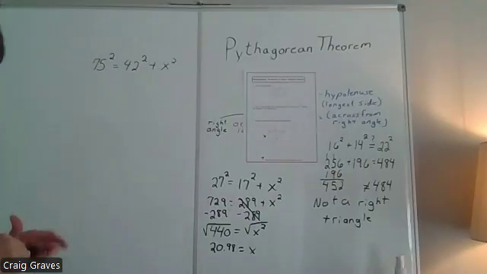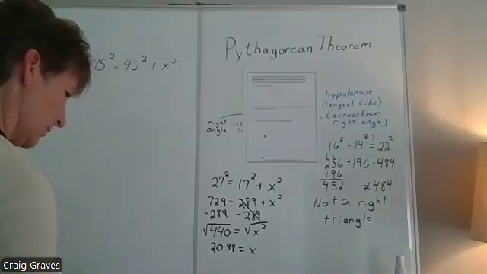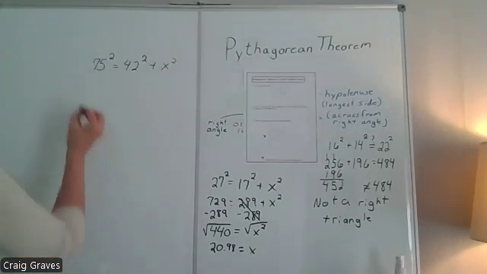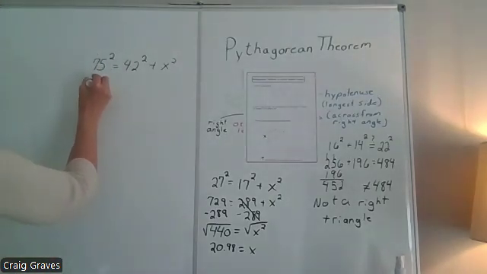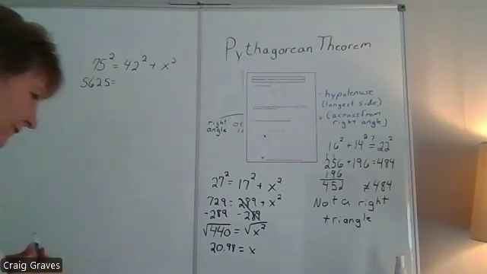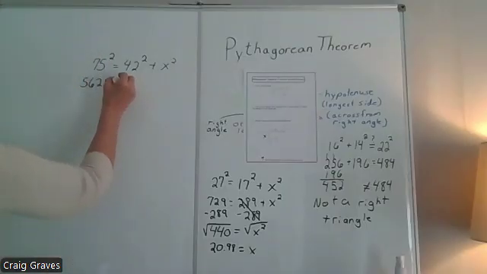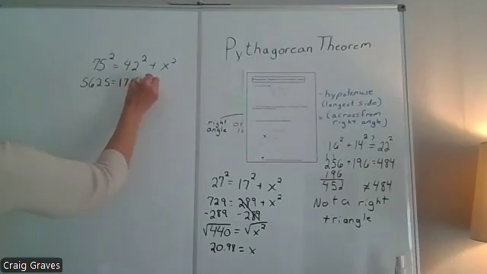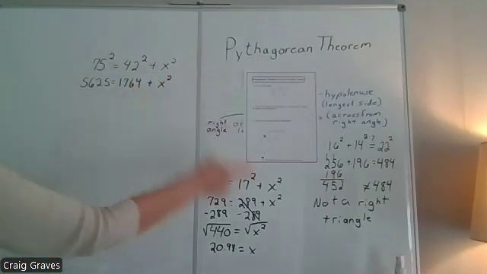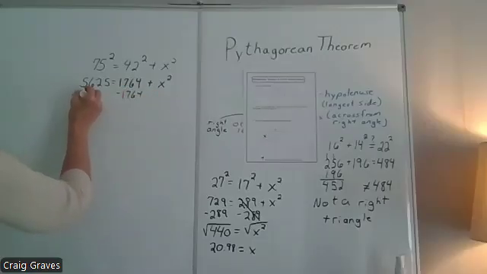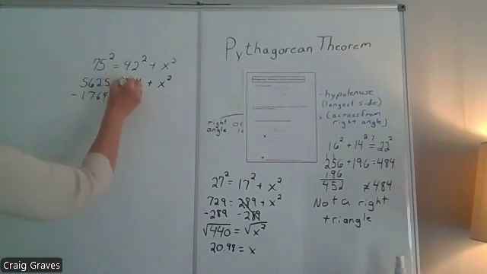All right, now we need to find out what those numbers are. So 75 squared is 5,625. And 42 squared is 1,764 plus x squared. Now, same thing that we did down here, we need to get rid of this and it's positive, so we're going to have to subtract 1,764 here. Now those will cancel out and it'll give us x squared over there.